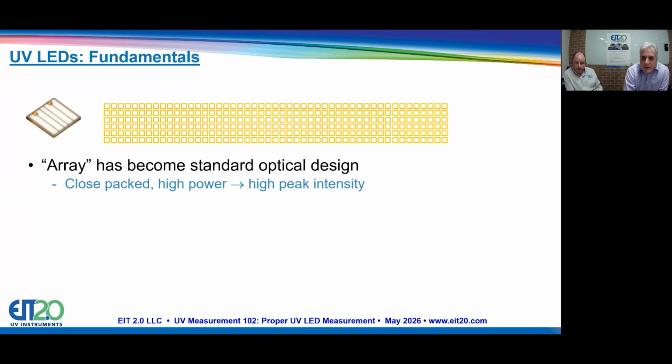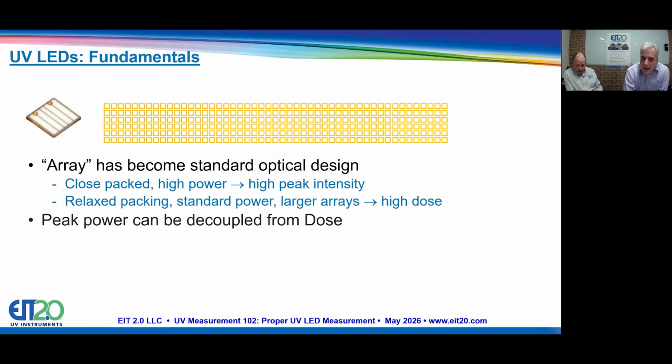This gives quite a bit of flexibility in design. With a closed packed array, you get very high peak power, very high peak intensity. With a more relaxed packing and maybe a little lower power density, you could get a much larger array and produce a high dose at the surface. This could be very attractive depending on the type of application. What makes this very unique is that power and dose can be decoupled should it be necessary to help the customer get their curing done in an appropriate manner.